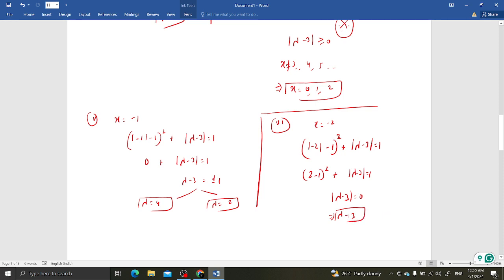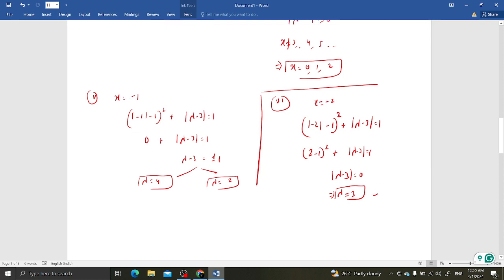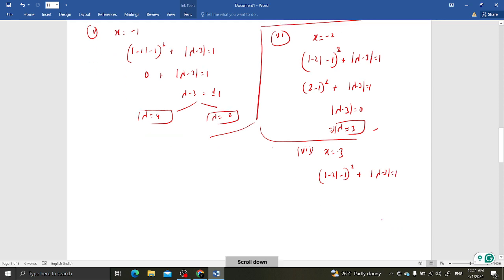Here is also fixed or not? Okay, one value we got from here, if I put x equals minus 2 only. Now if I increase again, seventh case, I am taking x equals minus 3. I will put here mod of minus 3 minus 1 whole square plus mod of lambda minus 3 equal to 1. Then we get 4 plus mod of lambda minus 3 equals 1, which is again not possible.